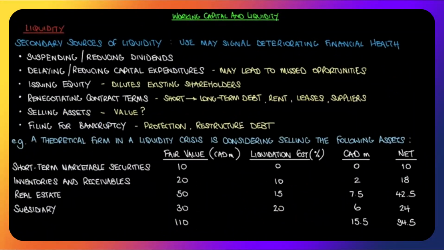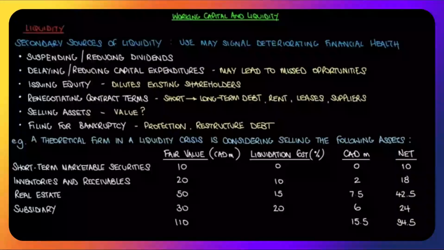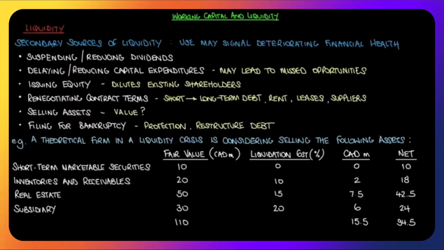Next up, secondary sources of liquidity. Using secondary sources may well disrupt your operations. So on a day-to-day basis, you really want to avoid this. Uses of secondary sources might signal deteriorating financial health. What are those sources? Well, suspending or reducing dividends to shareholders, potentially going to upset them. Delaying or reducing capital expenditures. Downside of that, it may lead to missed opportunities. You're not investing in positive NPV projects.